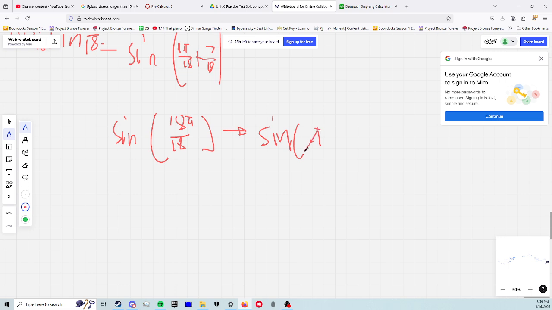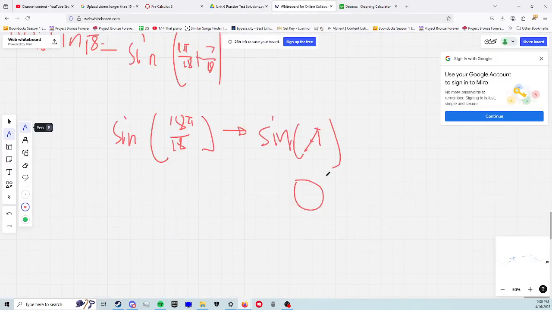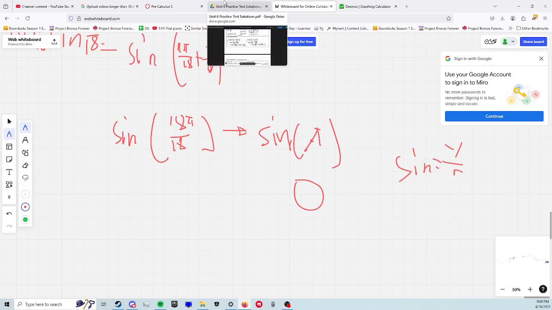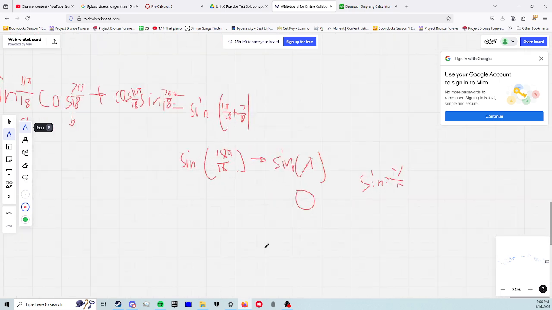Okay, sine pi. Let's look at your unit circle. Sine of pi is what? Sine of pi is 0, right? Yeah, sine of pi is 0 because sine is y over r. R is automatically 1 in this unit circle, so you should just be solving for y, and in this case, y is 0. Okay, next question.